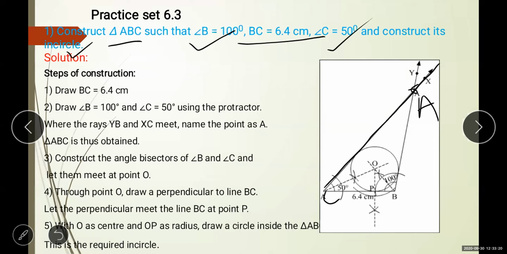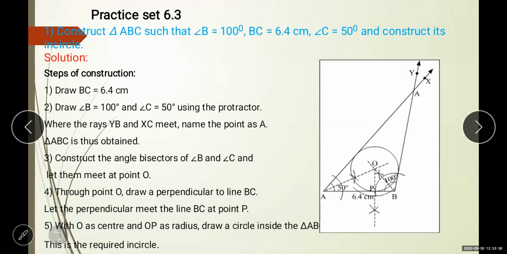Now for the incircle, first, to draw any circle we need a center. Yes, when you are drawing any type of circle, we need a center. To find the incircle, we have to find the incenter. How will you find the incenter? By constructing the angle bisector. Now, how will you construct the angle bisector? You have already done all these things.